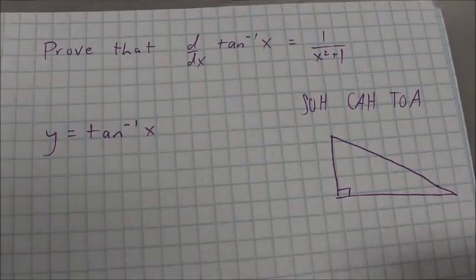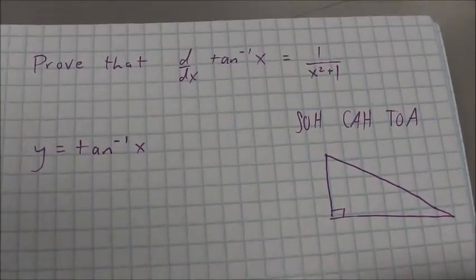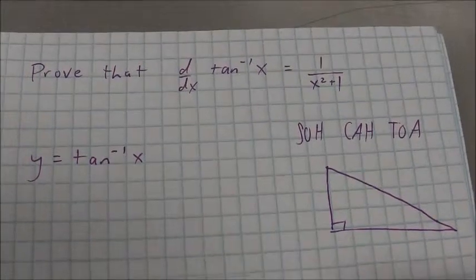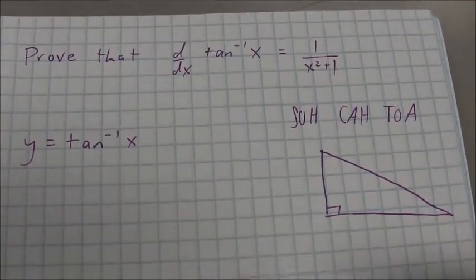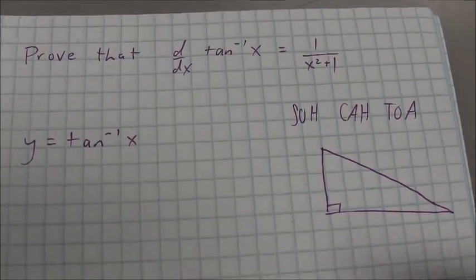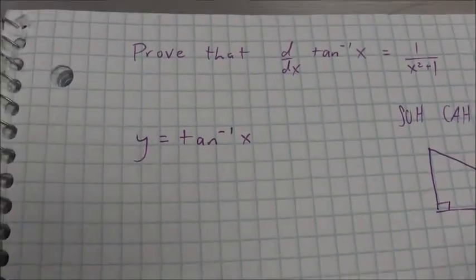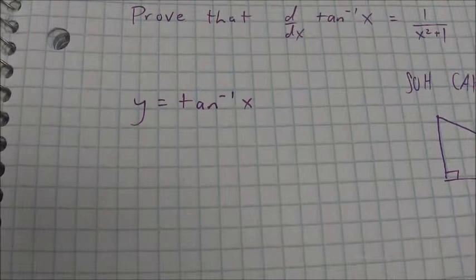Here's a quick proof of the idea that the derivative of the inverse tangent of x is equal to 1 over the quantity x squared plus 1. I think it's also a good review of some trig concepts that people might have forgotten over the last couple of years. So you can see here I start out with the equation y equals the inverse tangent of x.